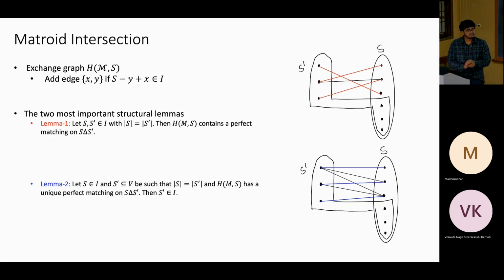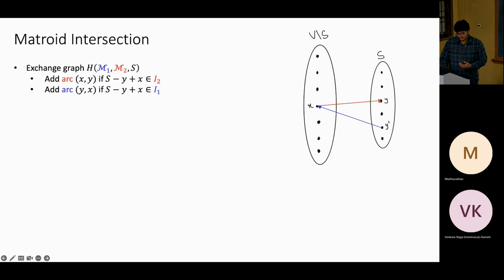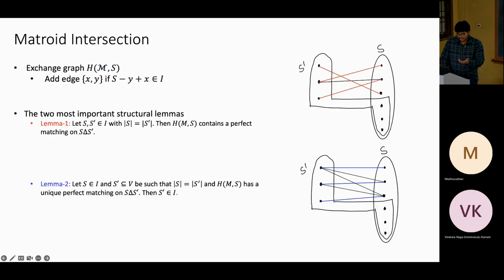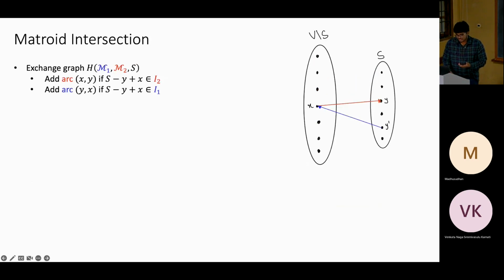Typically exchange graphs are defined with two matroids, for the matroid intersection, but here I'm focusing on a single matroid. The exchange graph that we have for two matroids is just the union of two of these, as we'll see on the next slide. Maybe I shouldn't have called this an exchange graph.